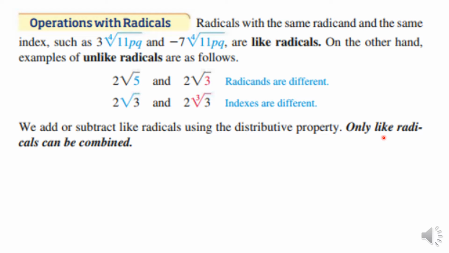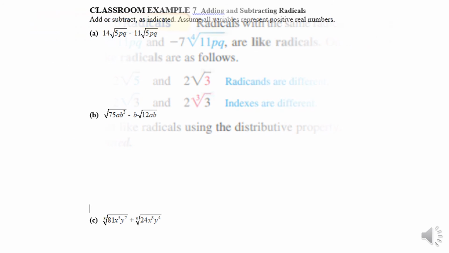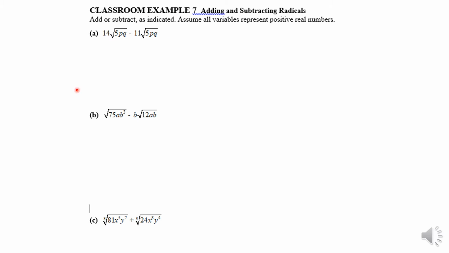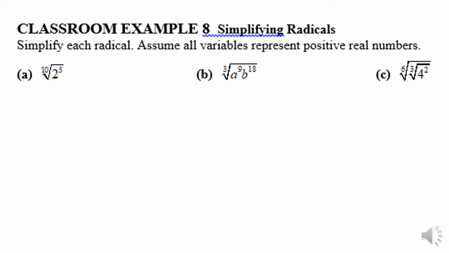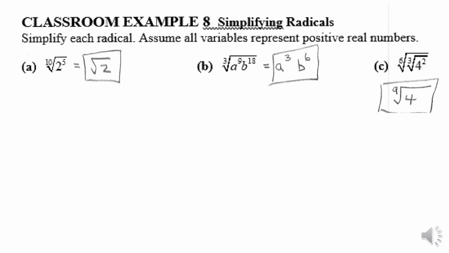We can only combine like radicals, just like like terms. And radicals are alike when they have the same radicand and the same index. That's the only time you can combine them. Example 7 deals with that. Please give this a go and we'll see how you did. And these are the answers that you should have come up with. Another simplifying of radicals. And these are the answers that you should come up with.